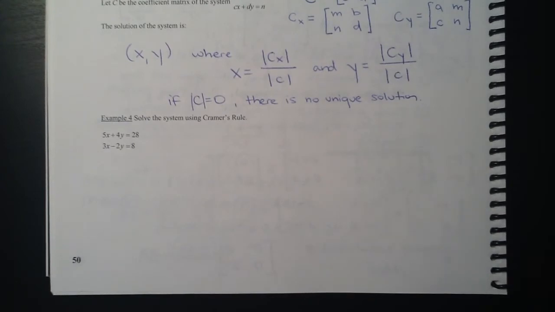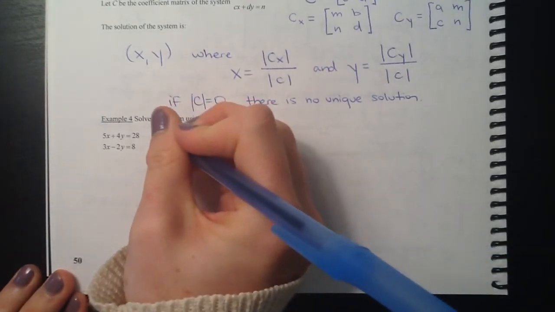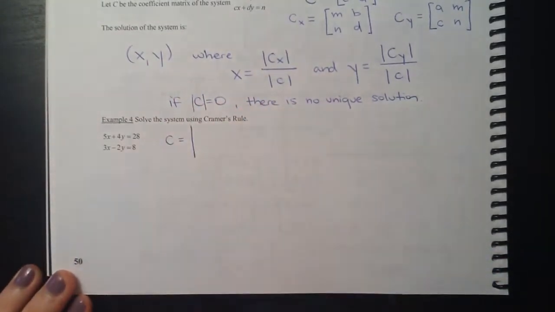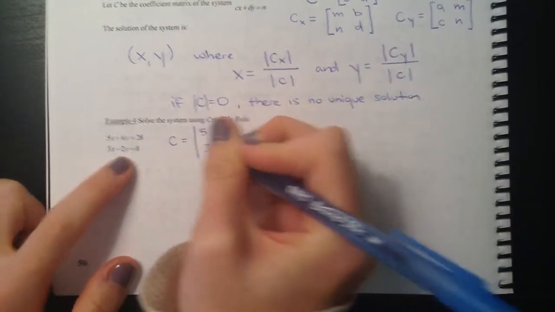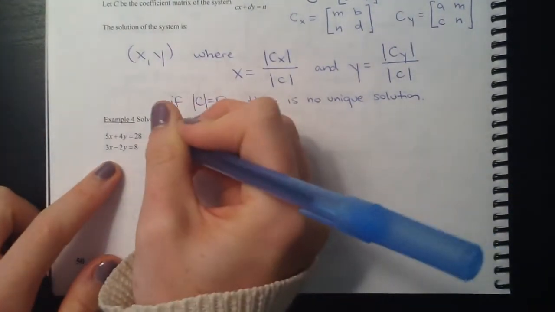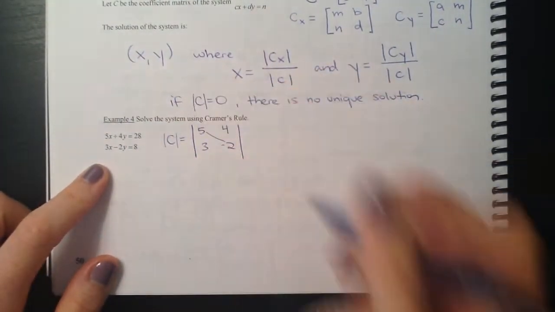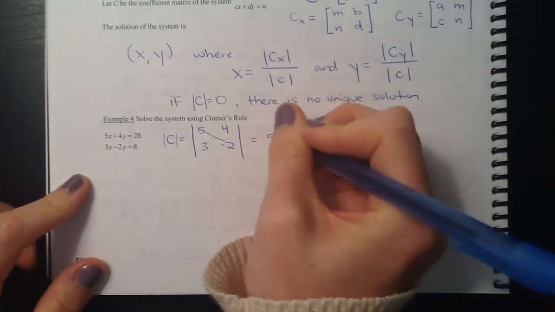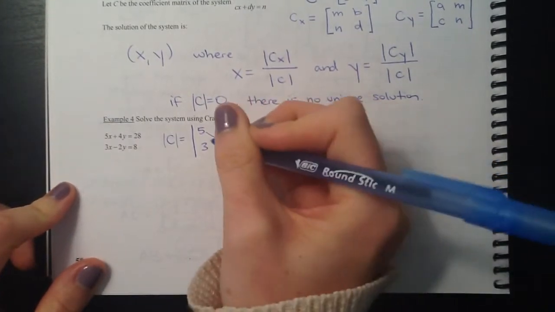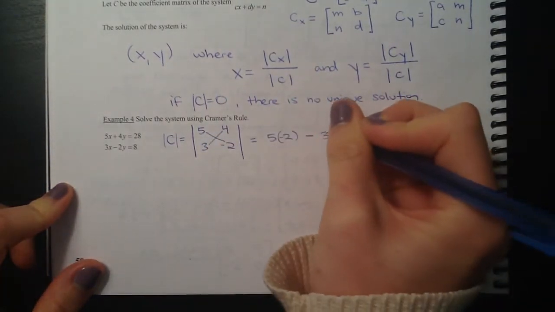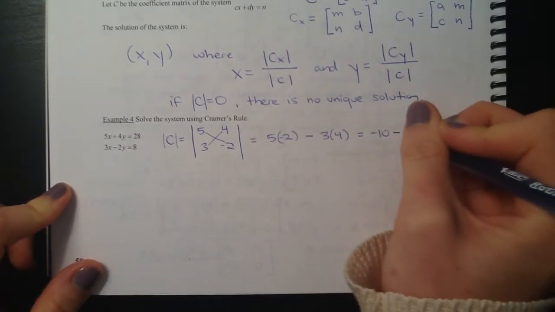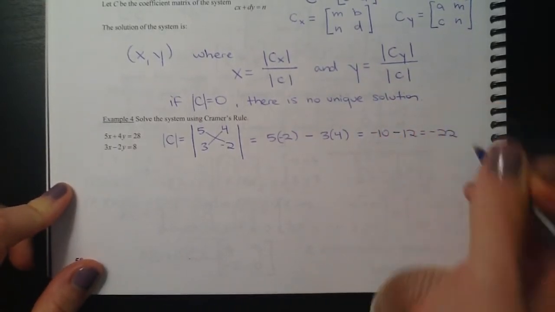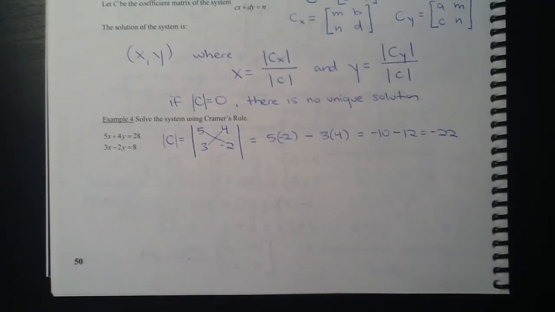So solve the system using Cramer's rule. We're going to set up the three different determinants. So C, that's the coefficient matrix. We're going to pull the 5, 4, 3, and negative 2. To get the determinant, we are going to cross multiply starting at the top left. So 5 times negative 2, and then minus, cross multiply from the bottom left, 3 times 4. Okay, so 5 times negative 2 is negative 10, minus 3 times 4 is 12, so we end up with negative 22. And that's not zero, so that means we're good to go on.